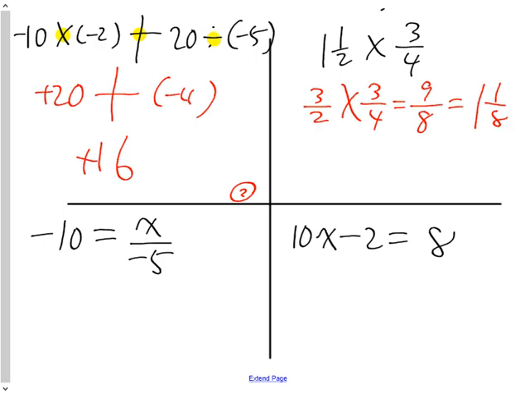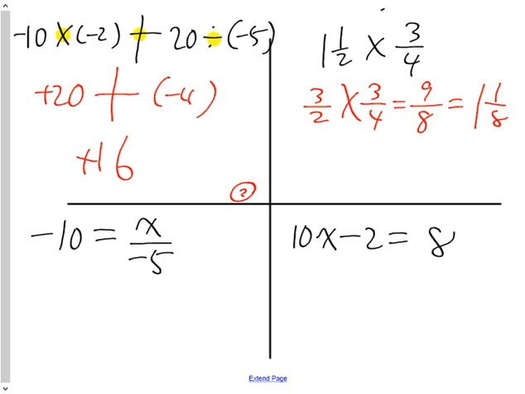So 1 point for correct work and 1 point for the correct answer of 1 1/8. If they only have 9 over 8, it's not wrong because that's what the answer is. But just remind them, don't forget to change it to mixed if it's improper. It's good form.